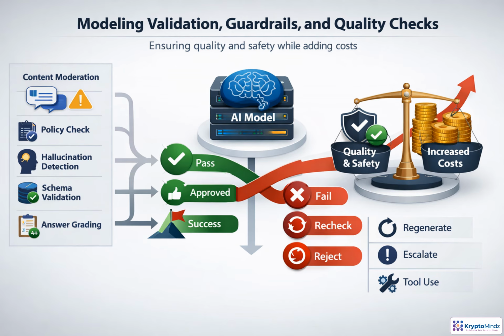Governance also has a cost. After a model drafts an answer, validation may check moderation, policy fit, hallucination risk, schema compliance, and answer quality. Some checks are inexpensive deterministic rules. Others are additional classifier or LLM calls, adding latency and token cost. The critical point is what happens after validation. A pass moves the response forward. A fail may trigger regeneration, more retrieval, tool use, escalation, or refusal. In cost models, guardrails are both a new cost center and an investment that reduces quality, safety, and compliance risk.